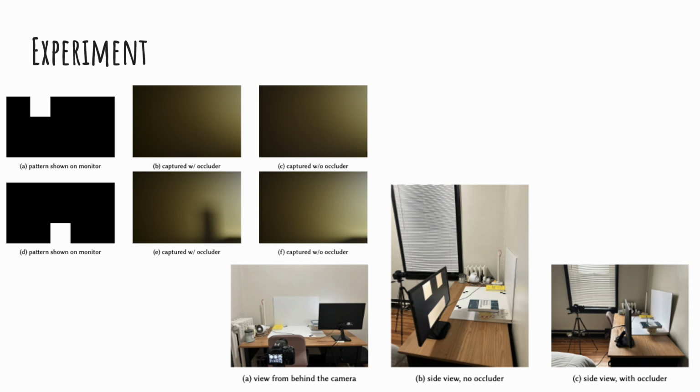So here is the setup. The camera is again pointing to a white diffuse surface, and the monitor is set up such that the camera has no direct line of sight of what's displayed on the monitor. And I did two sets of captures, one where there is an occluder present and one where there is not. And so the experiment goes in two stages.